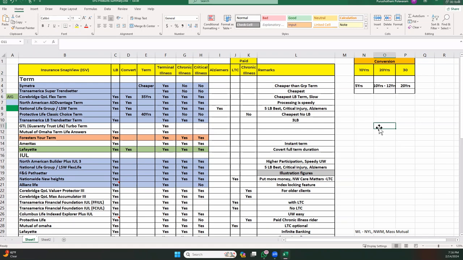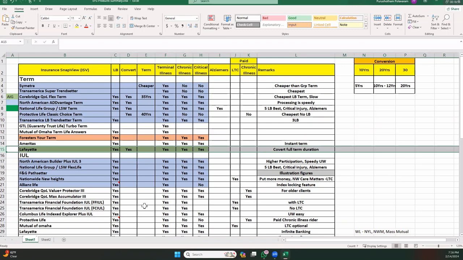If they are in bad health or whatever health, they are not going to buy the permanent policy in the next 10, 15, 20 years. They want to leave it that way. Sometimes it is better to go with Lafayette, because when they are old, they are not insurable, they have health issues. This conversion comes in handy.